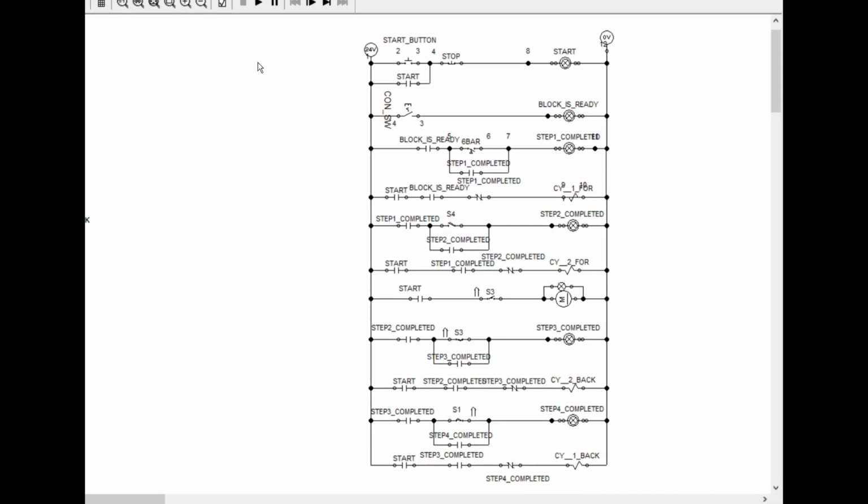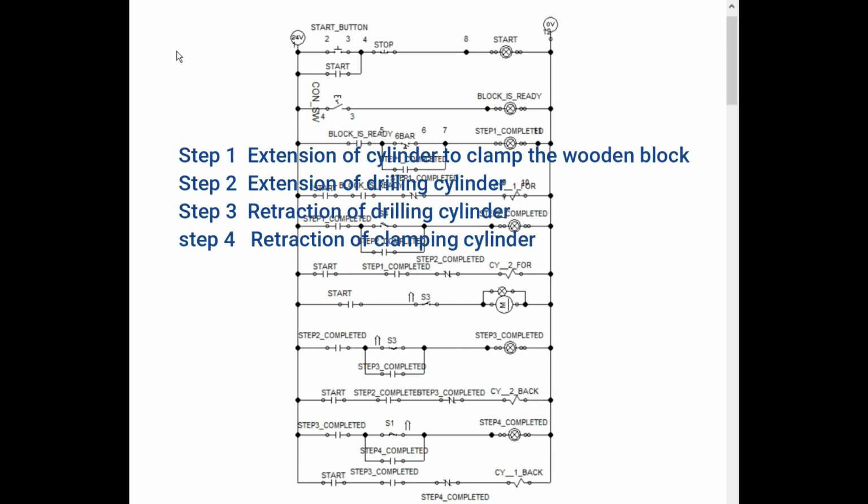This is the program. This program has a step sequence structure. The entire process is divided into 4 steps. Step 1, extension of the clamping cylinder to clamp the wooden block. Step 2, extension of the drilling cylinder to drill the hole. Then step 3 is retraction of the drilling cylinder. Then the last step, step 4, is retraction of the clamping cylinder.